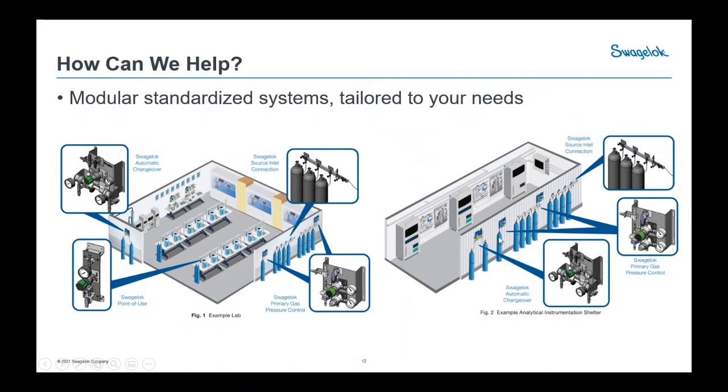And those same products can be effective in a different situation with this analyzer example here. You have your primary gas control once again, your cylinder bank setup, and then your automatic changeover. No point of use regulators because you're going into the system and everything's at the same pressure, so you don't need that final level of pressure reduction. And these are just some examples of ways we can come out and take a look at the system and help advise.